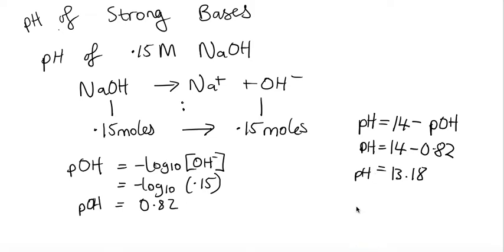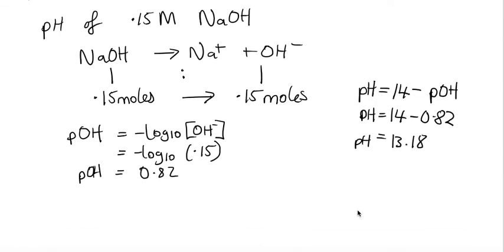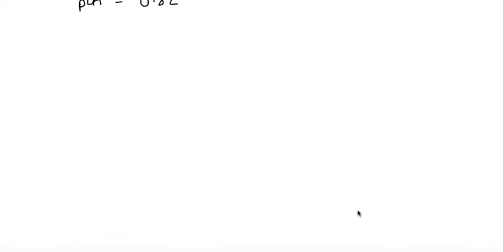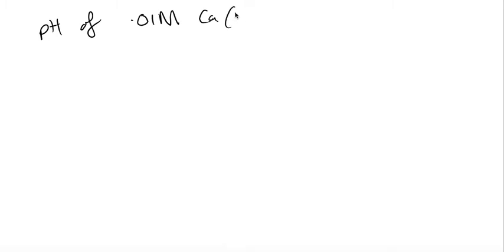Let's move on to one that's slightly more difficult again, exactly like we did with the pH of the strong acids. So let's move on to an example of calcium hydroxide. So we want to get the pH again. Oops, not writing for me. We want to get the pH of 0.01 molar calcium hydroxide.